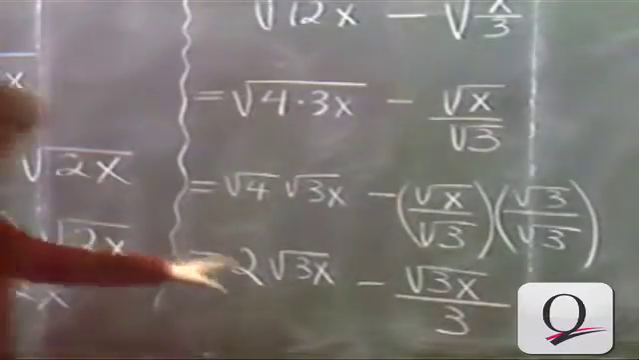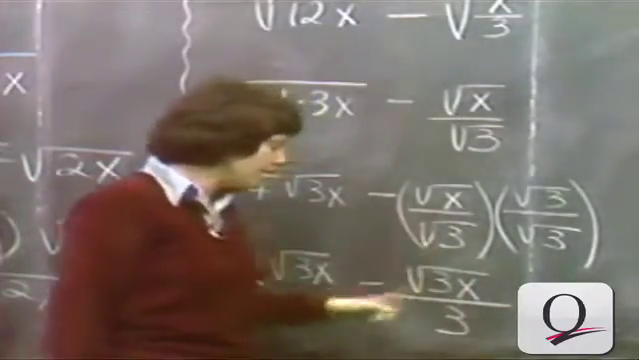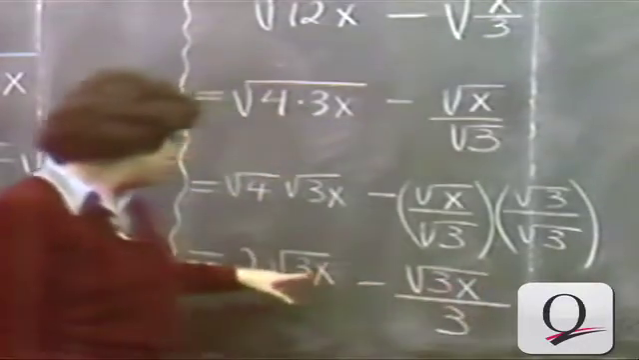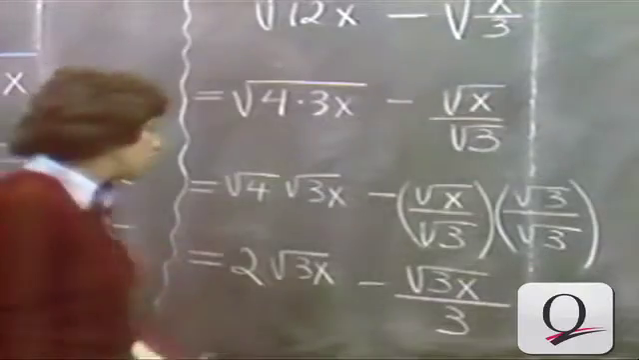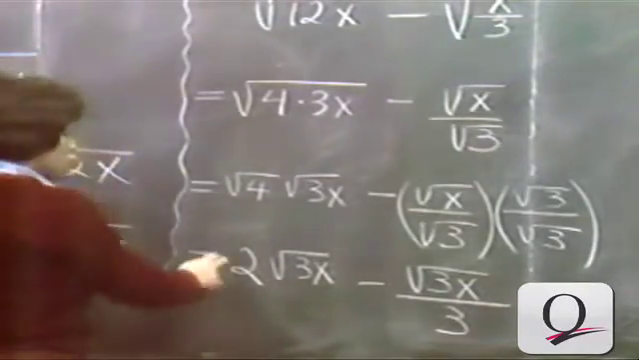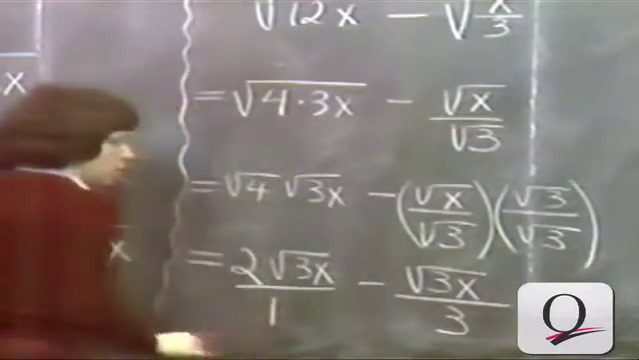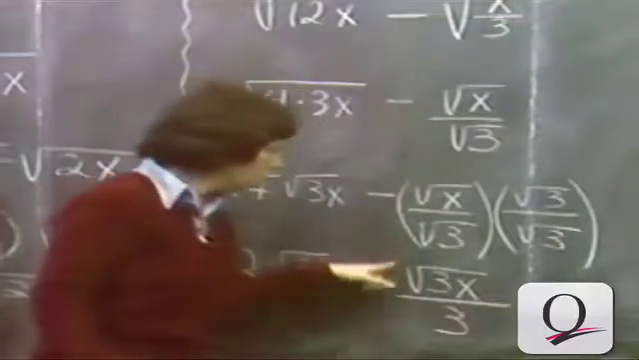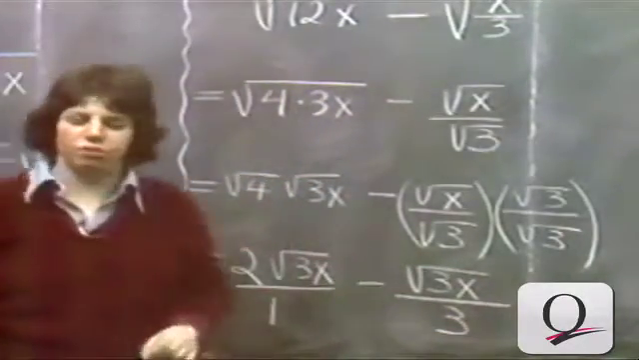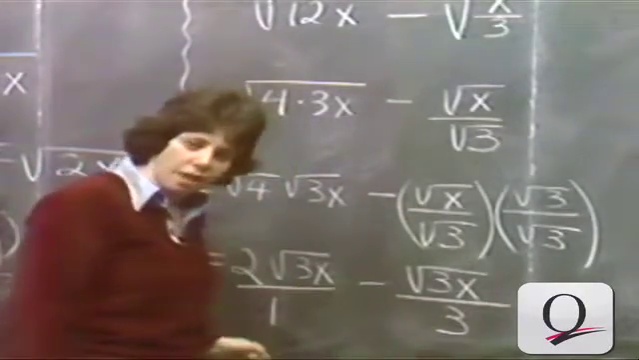Okay, so we have 2 times the square root of 3x minus the square root of 3x over 3. We have two terms involving the same radical, namely the square root of 3x. The question is, how do we combine them? Well, the problem here is that we have fractions. This 2 the square root of 3x is really 2 the square root of 3x over 1. And this is really minus 1 the square root of 3x over 3. So how do you add or subtract two fractions? Well, you have to first give them the same denominator.